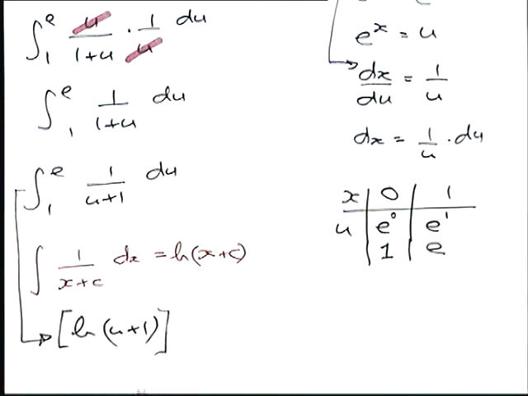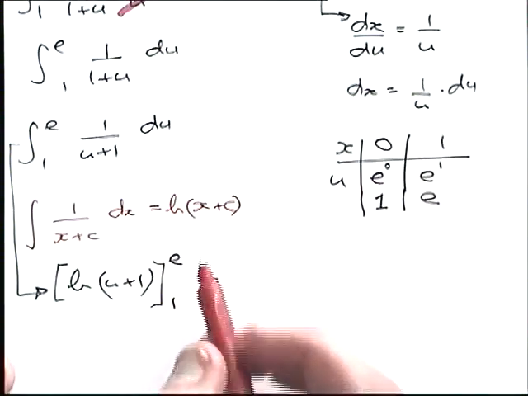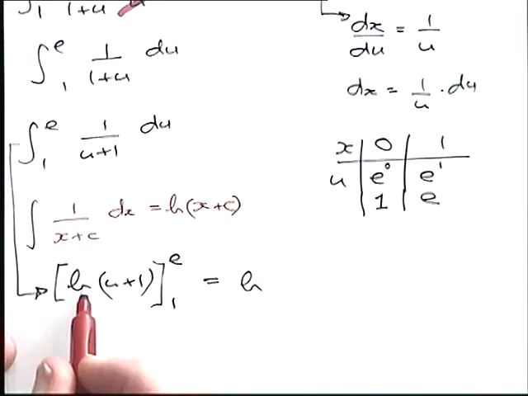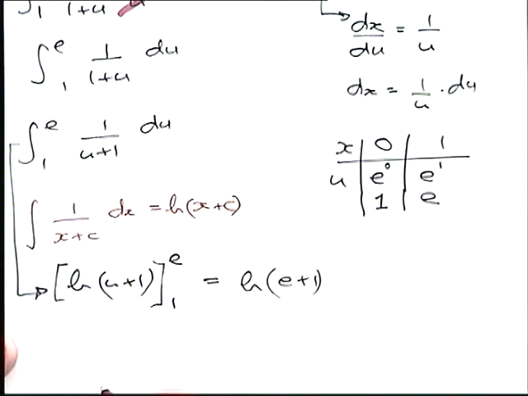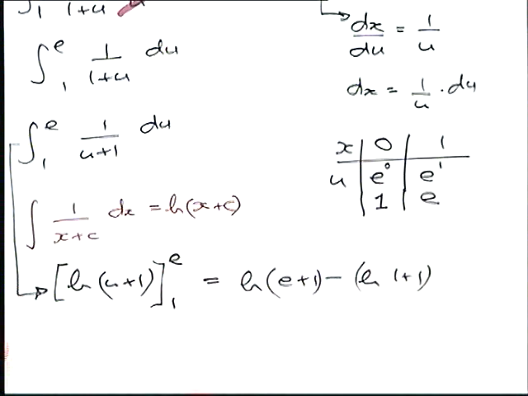Put it in square brackets, it's a definite integral. Put the limits there. So when I substitute those limits in now, the first time I do it, I'm going to get log of e plus 1. Second time I'm going to do it, I'm going to get log of 1 plus 1. And I'm doing a subtraction between them.